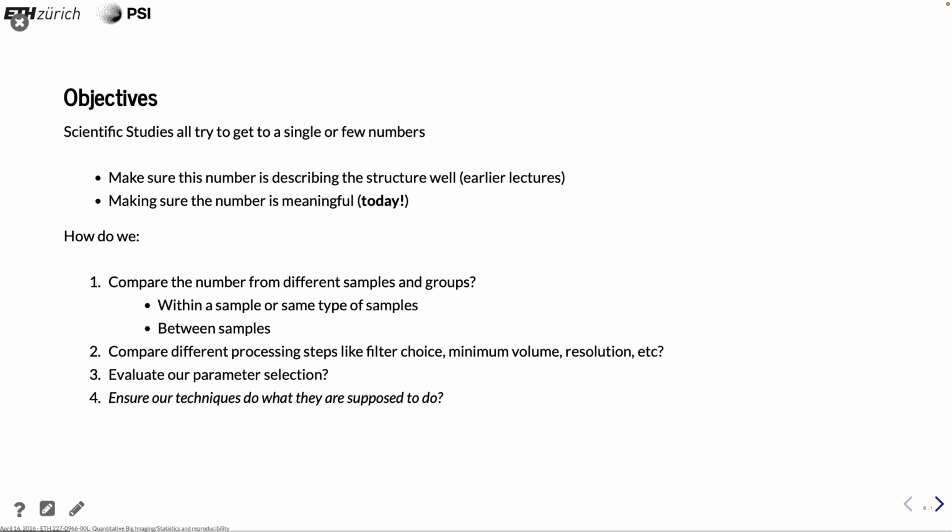Also, maybe determine the minimal volume that you can work with to still get a reliable result, because this is actually a very important fact. Measurements are expensive. So if you can reduce the measured volume, then you can actually have a gain, actually economic gain, and also time-wise a gain. So you want to have the smallest reliable volume in your experiment. And then, of course, evaluating the parameter selection, and of course, ensure that your methods did actually do what they are supposed to.